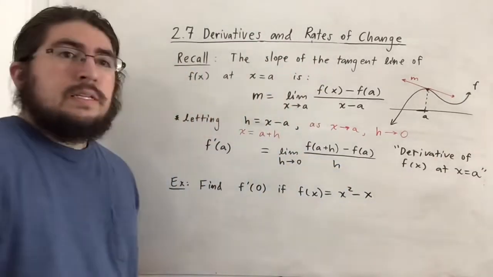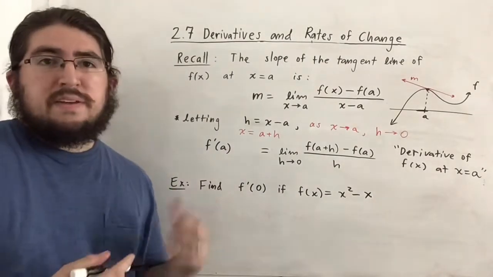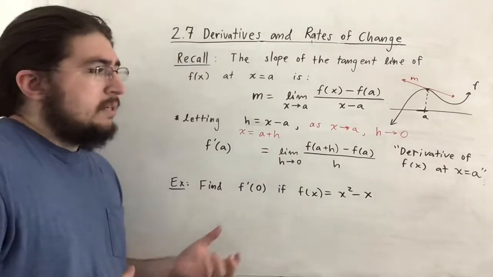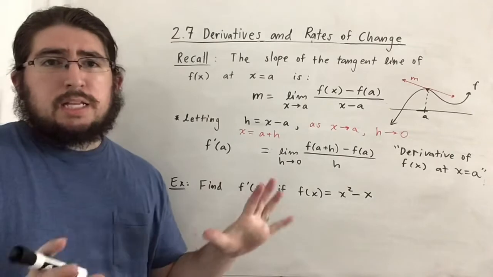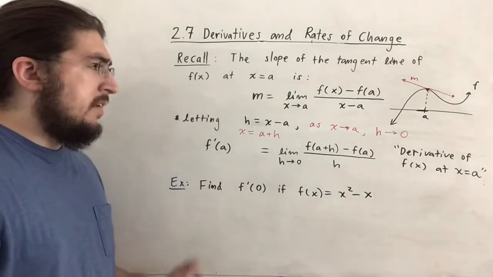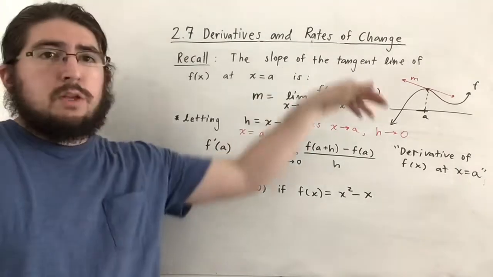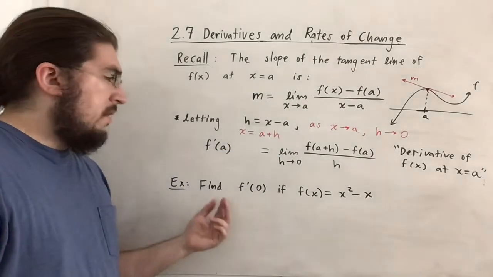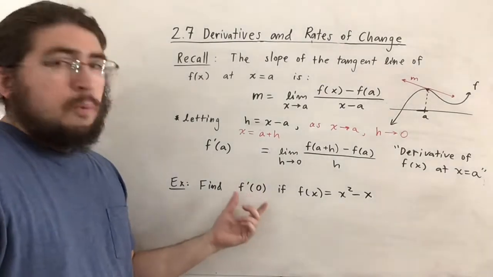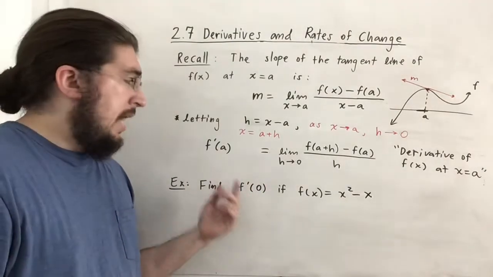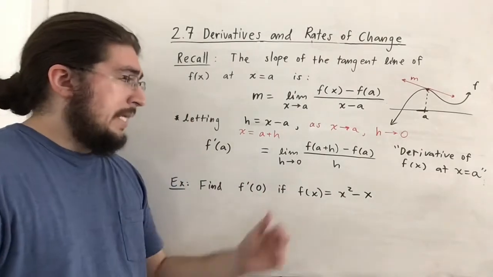Now again, slope of the tangent line is just the derivative. That's what derivative kind of means, but in a later section, in fact in the next section 2.8, we'll be talking about derivative as a more abstract object, just as a function of x. But as far as right now, we're going to see a lot of the context as far as slope of the tangent line. So here we want to find f prime of 0. So notice this really just means we want to find the slope of the tangent line of f of x at x equals 0. Of this function f of x equals x squared minus x.